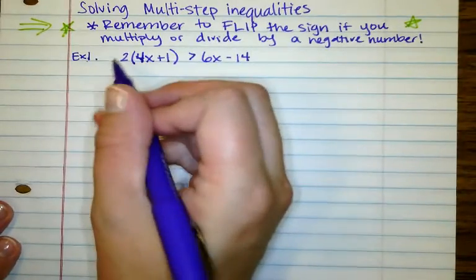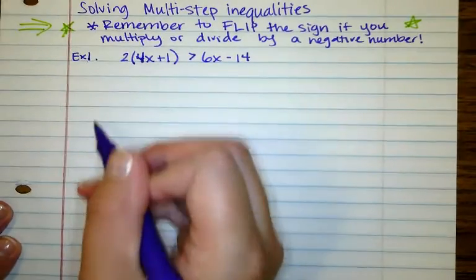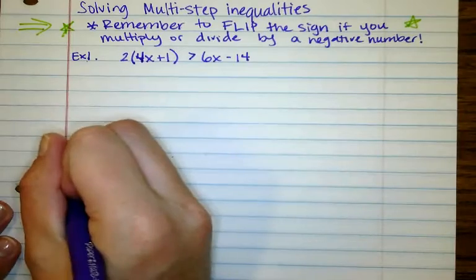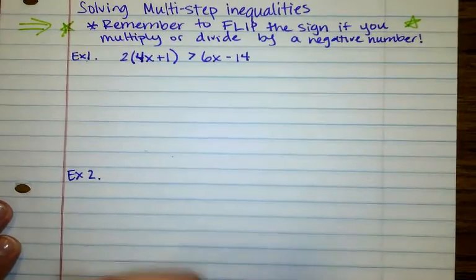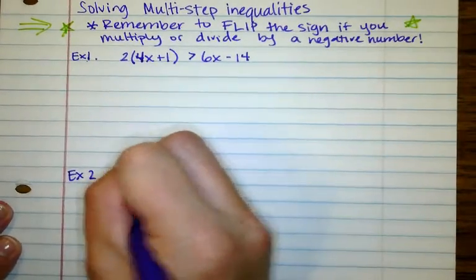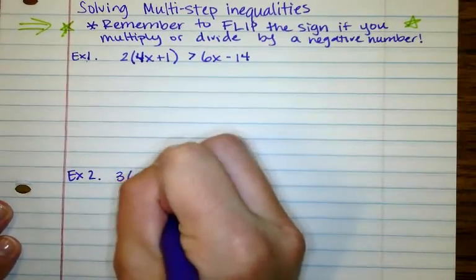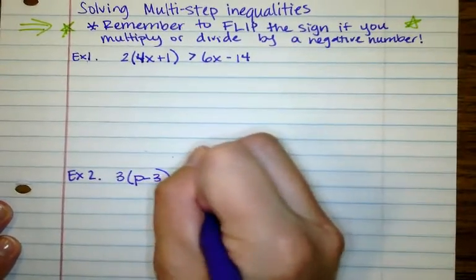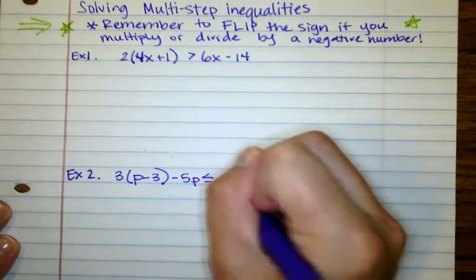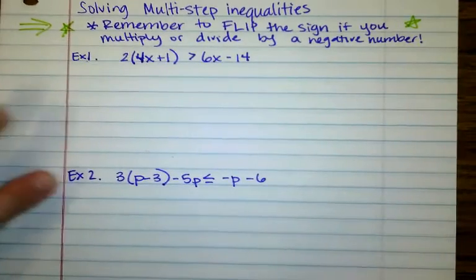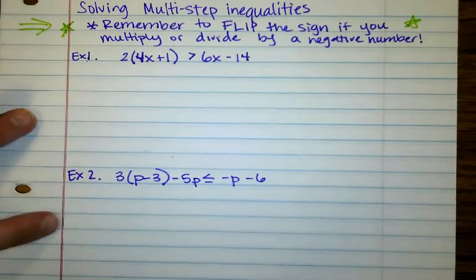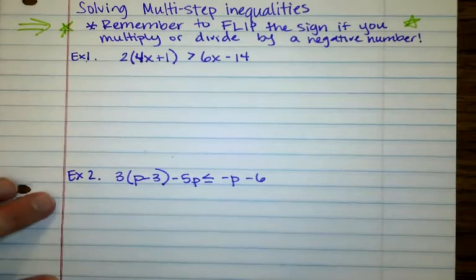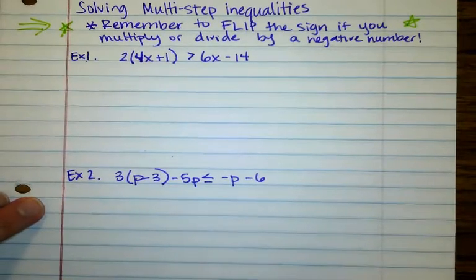Okay, I'm going to do my example 2 right here. Hopefully we got enough room. Okay, example 2, we're going to do 3p minus 3 minus 5p is less than or equal to negative p minus 6. Cool. And then I'm just going to do 3 little examples right here.